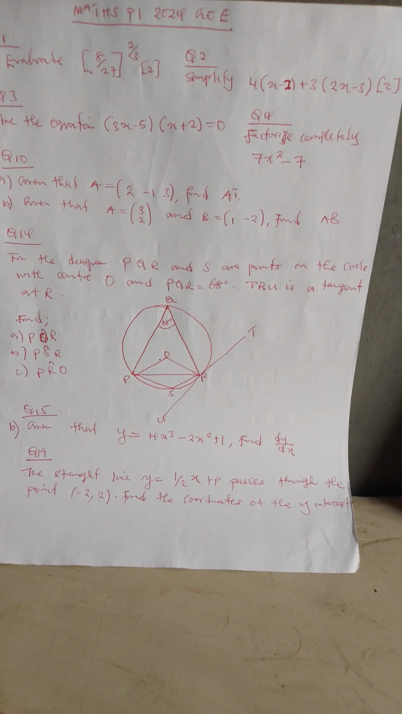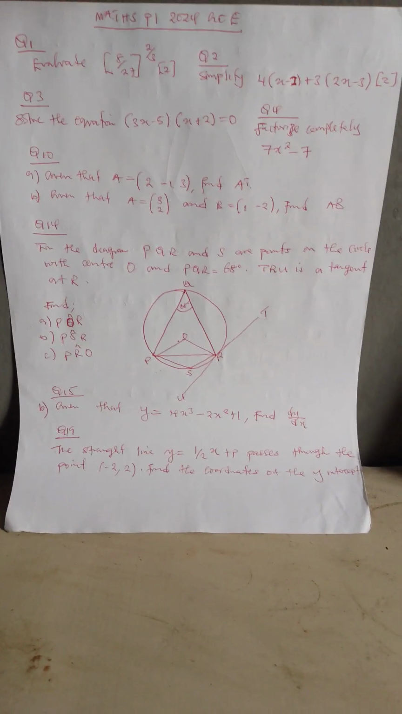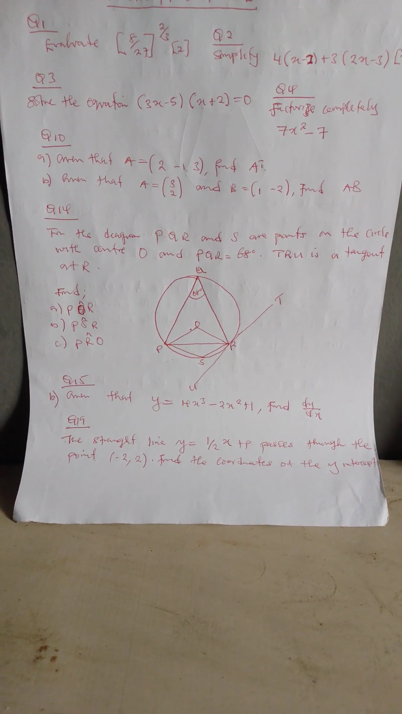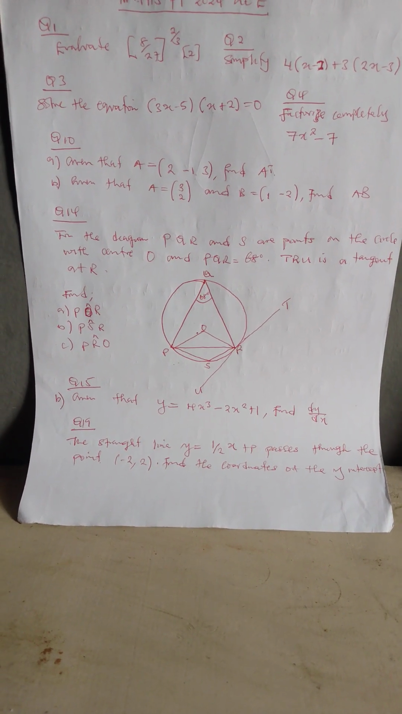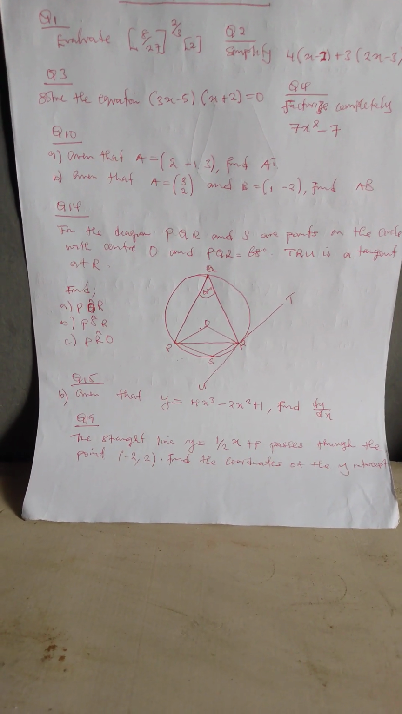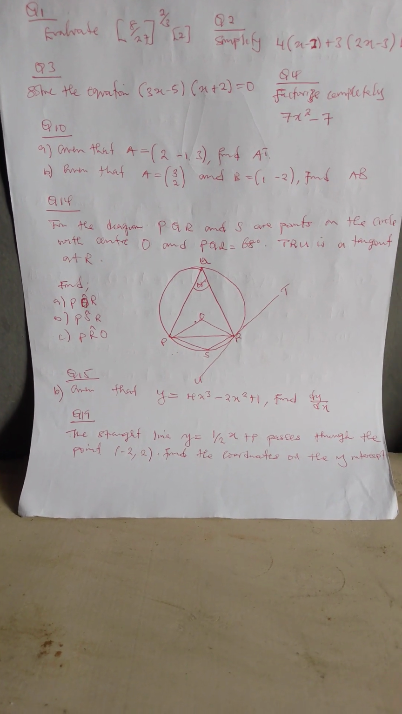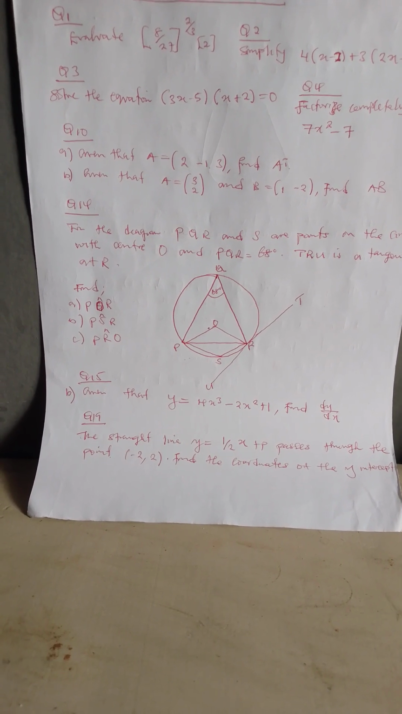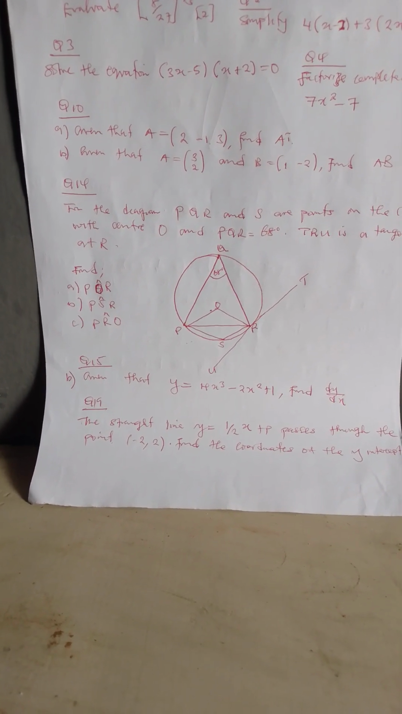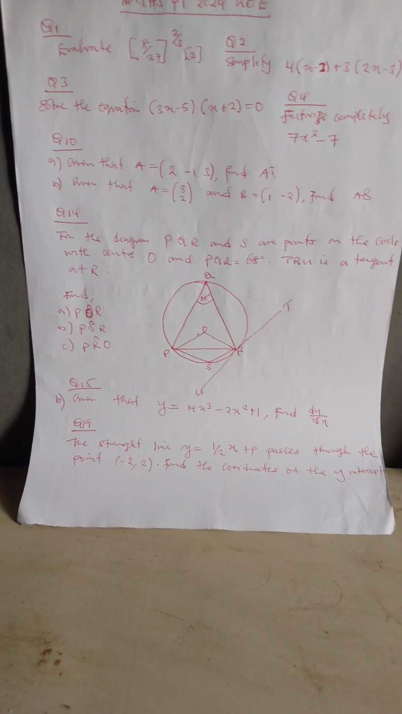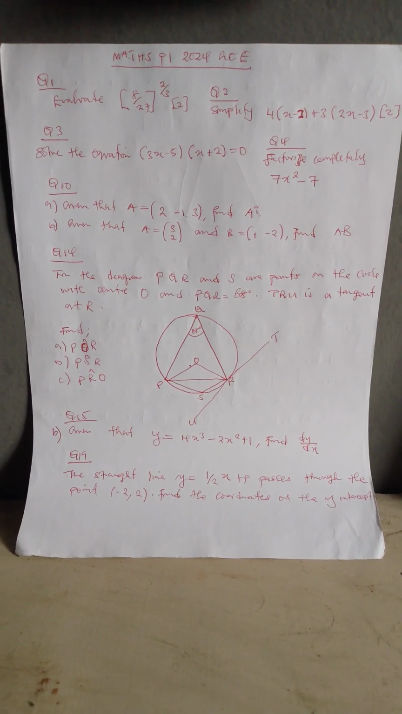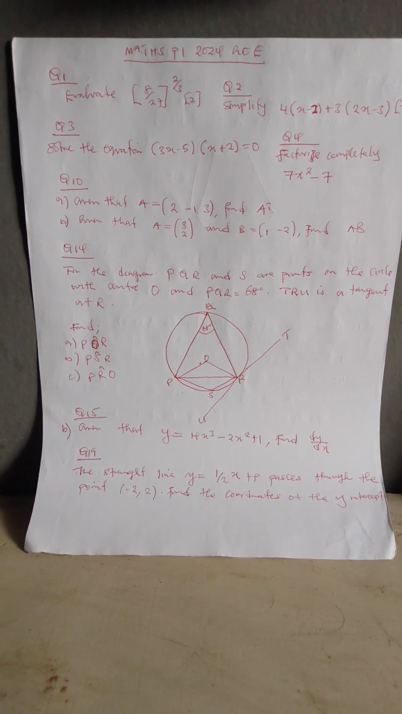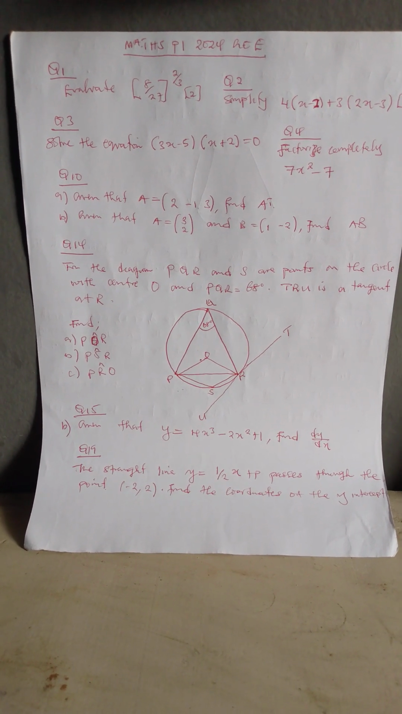The first question states: evaluate 8 over 27 in brackets raised to power 2 over 3. So it is a fraction that we need to evaluate that is raised to the fraction power. That is 2 marks. So how do you go about this question?